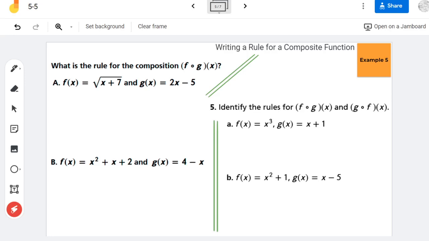In today's video, I'm covering example 5 from lesson 5-5 in the SavvasRealize Algebra 2 textbook. The goal of today's video is to write a rule for a composition function.